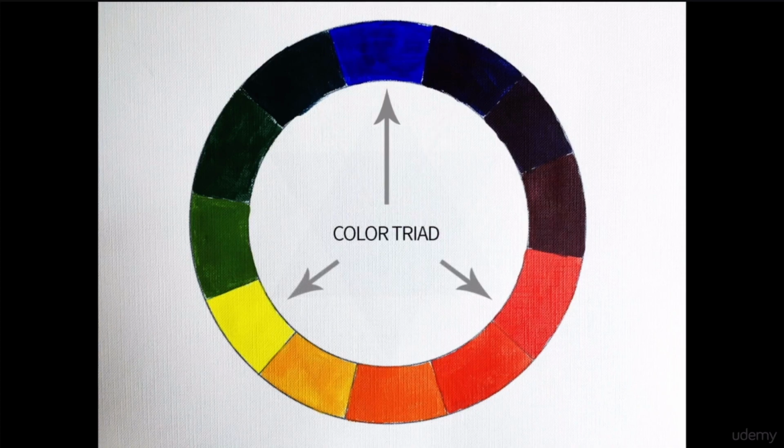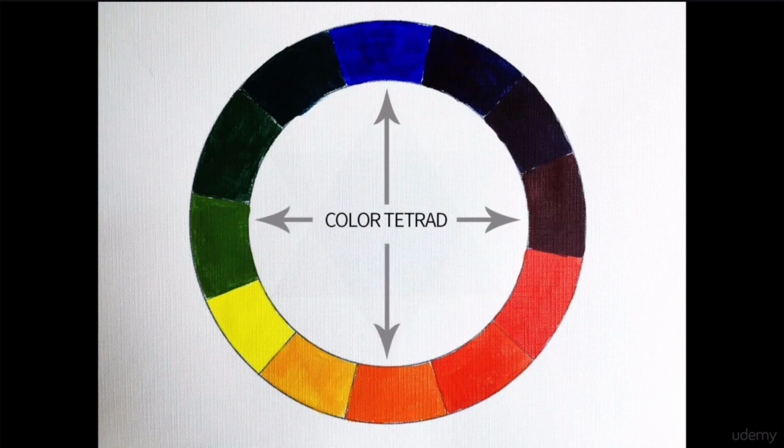A color triad is made up of 3 colors that are equidistant from each other on the color wheel. This forms a triangle, thus the name color triad. An example of this are the primary colors, blue, yellow, and red. Another example, of course, are the secondary colors, purple, green, and orange. A color tetrad is made up of 4 colors that are equidistant from each other on the color wheel. One example of a color tetrad is blue and orange, and yellow-green and red-violet.